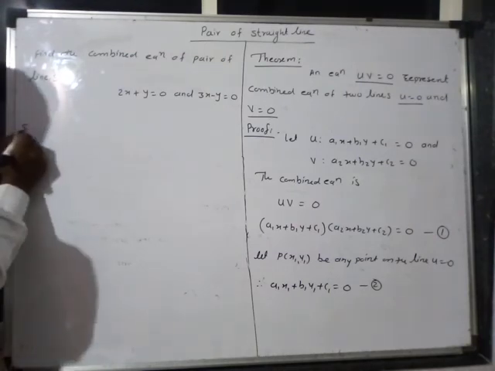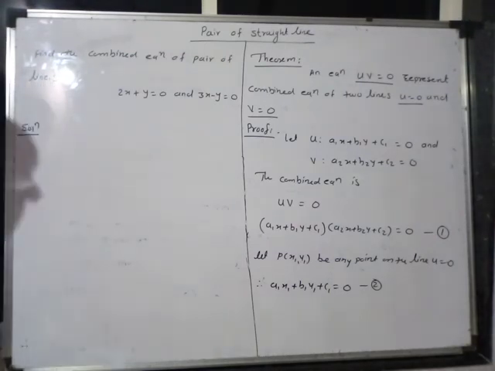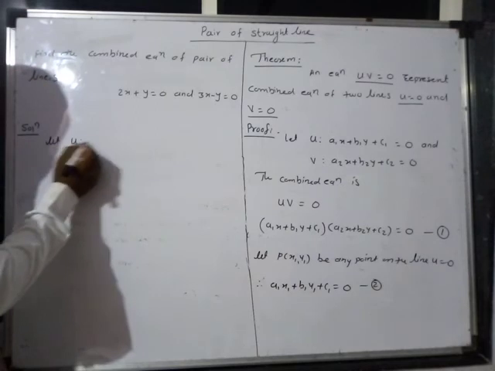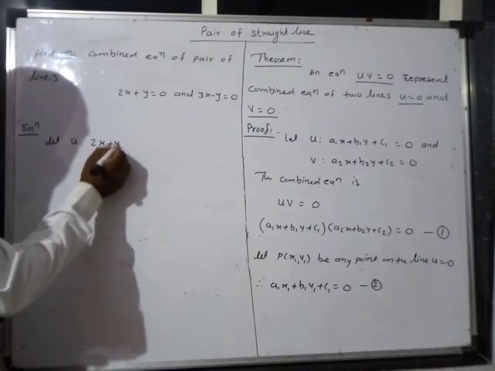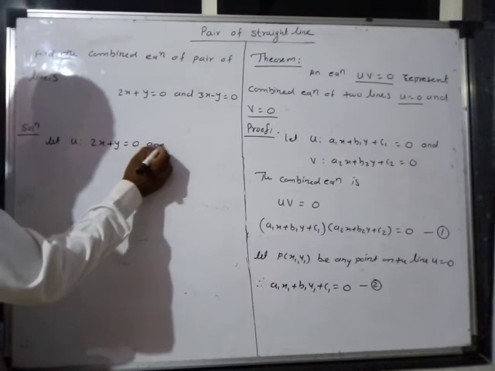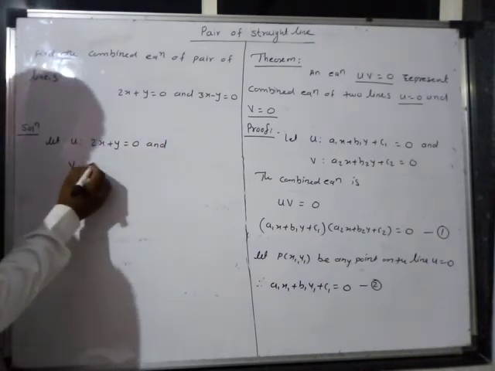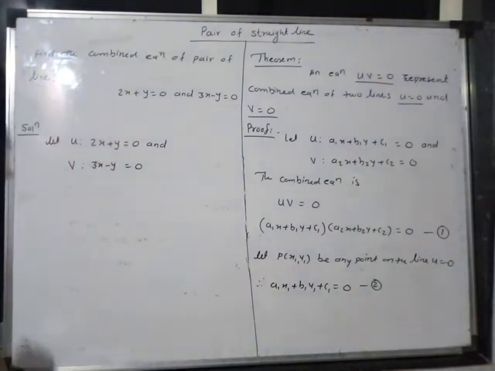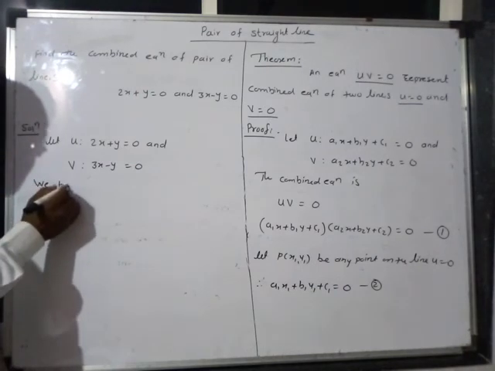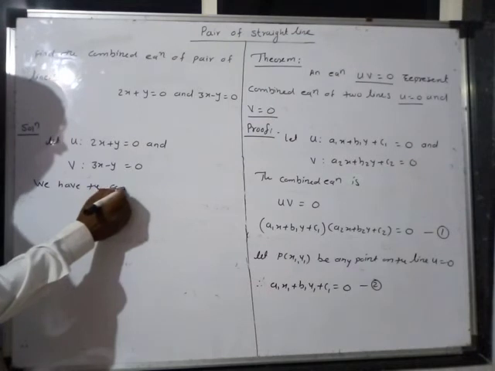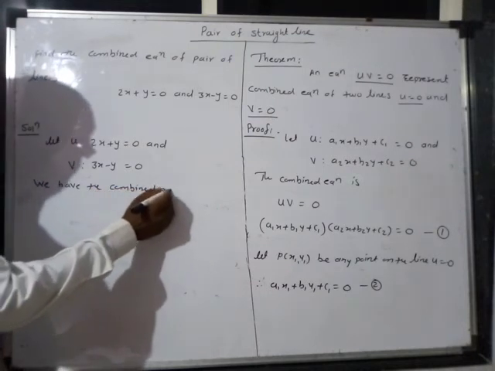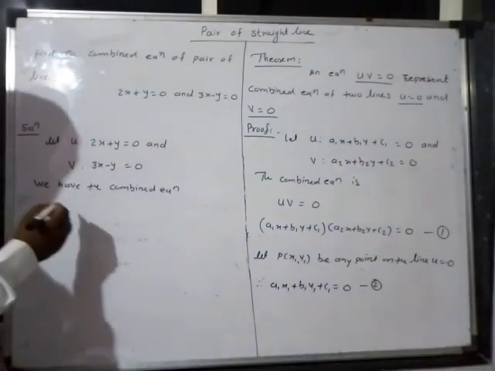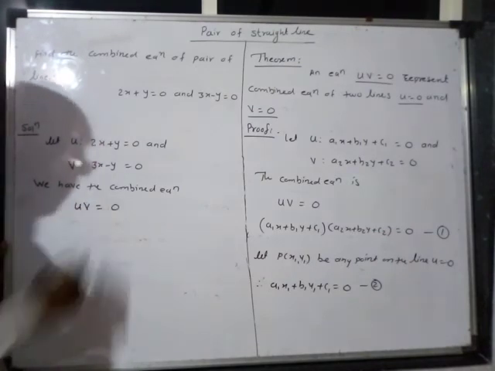आता सोल्युशन मध्ये बघा, आपल्याला याचं कंबाईन इक्वेशन तयार करायचे फक्त. मग सोल्युशन मध्ये let u is equal to this line 2x plus y is equal to 0 and v is equal to this line, that is 3x minus y is equal to 0. We have the combined equation. Combined equation तुम्हाला माहित आहे काय? Combined equation u into v is equal to 0. Therefore this u into v is equal to 0.